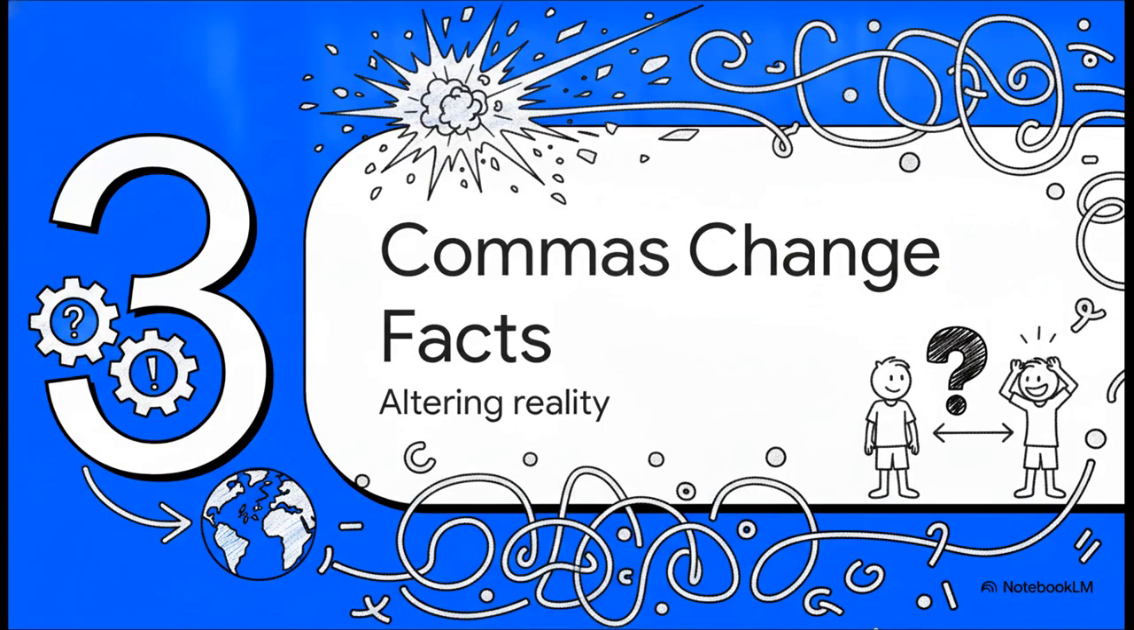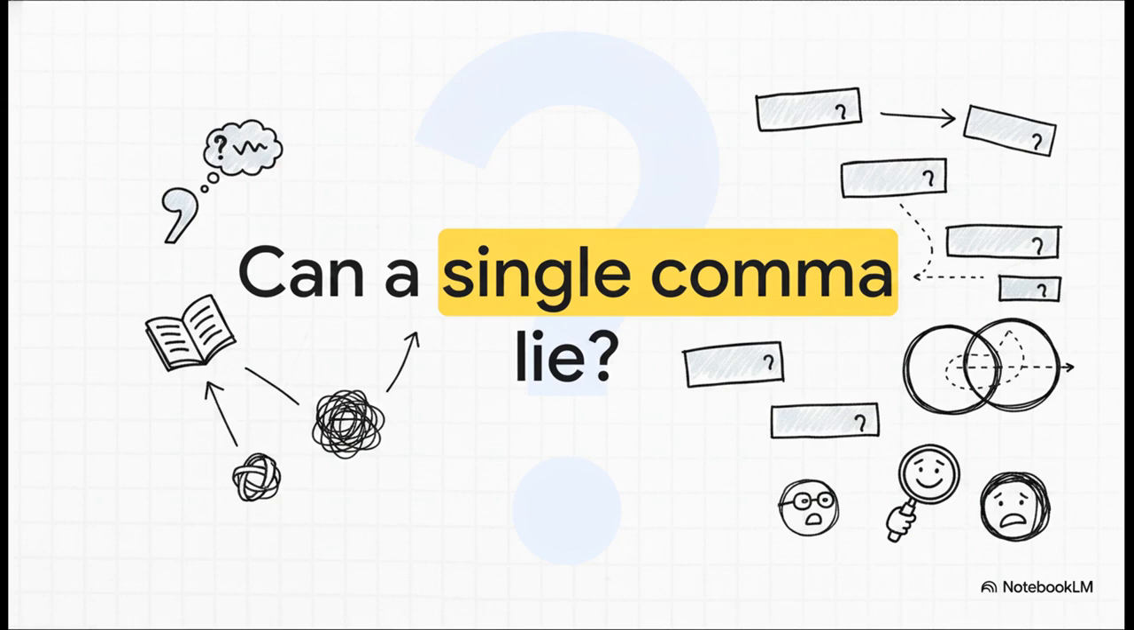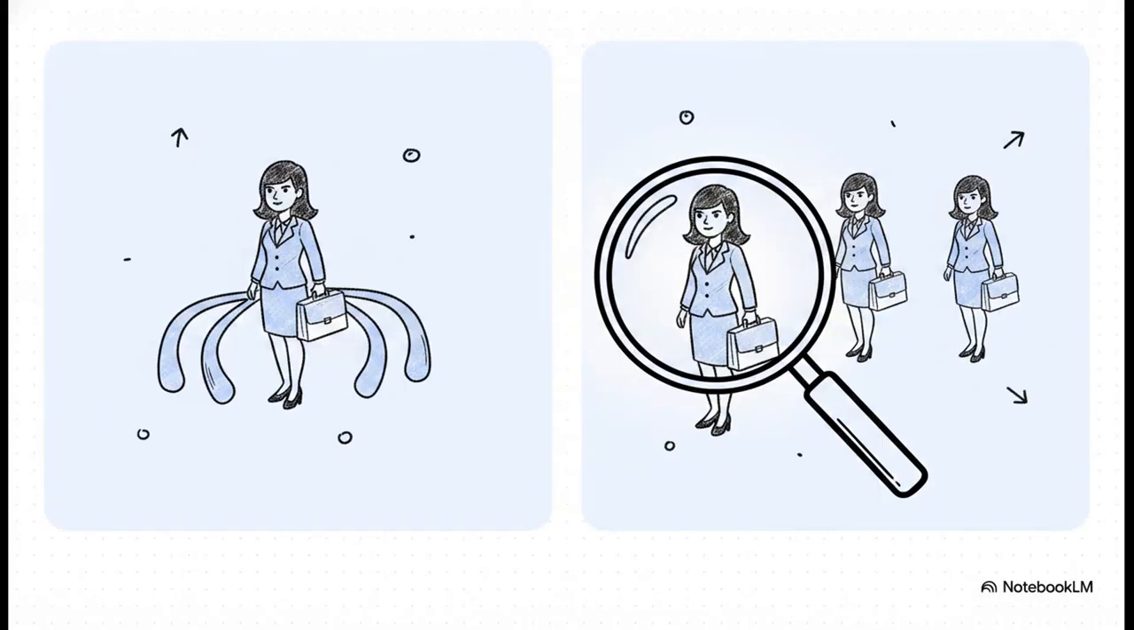Section 3. Commas that change the facts. Okay, we're going to escalate the tension just a bit now. We've looked at structural rules, but can a single comma actually lie? Like, can it give your reader completely false information about the world you're describing? The answer is an absolute yes, and it all comes down to how we treat extra information in a sentence.